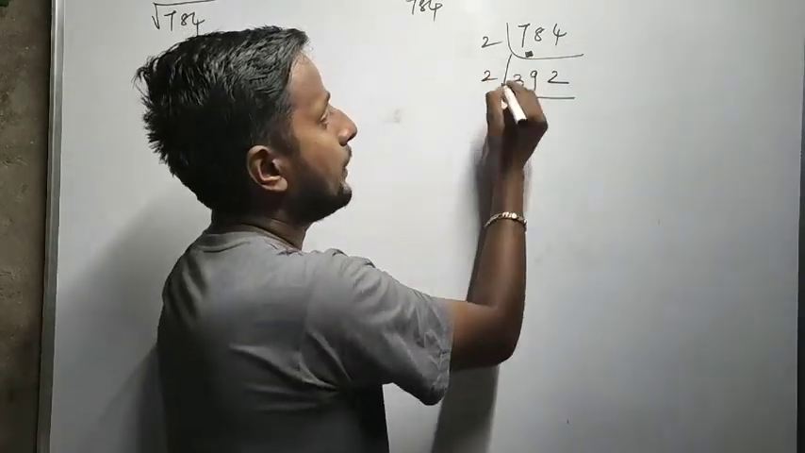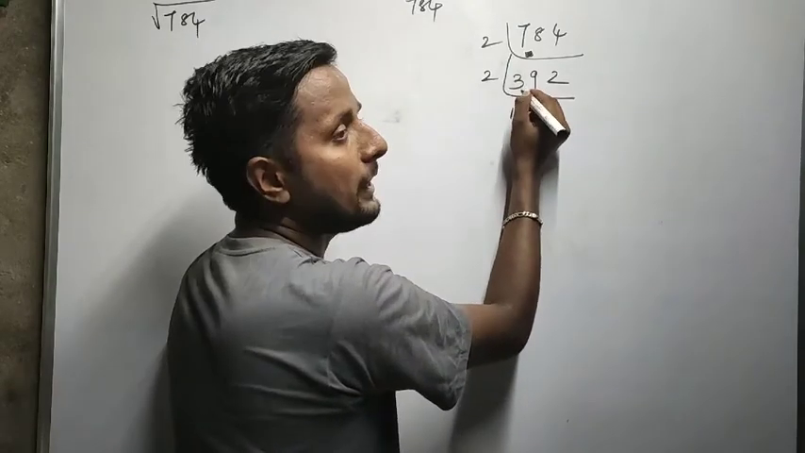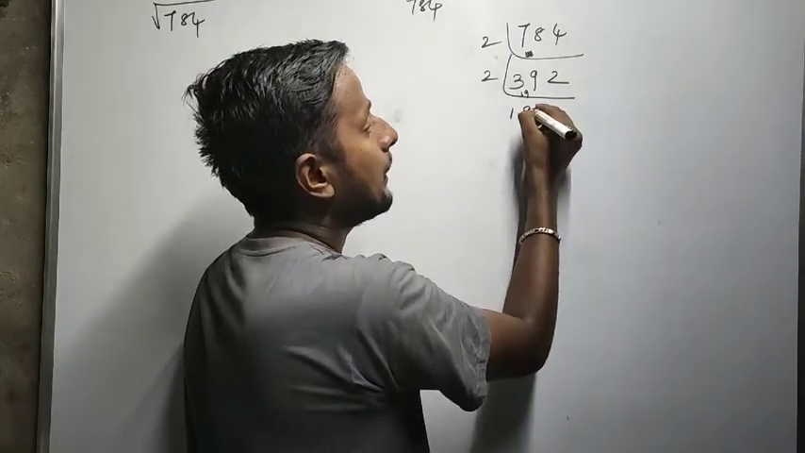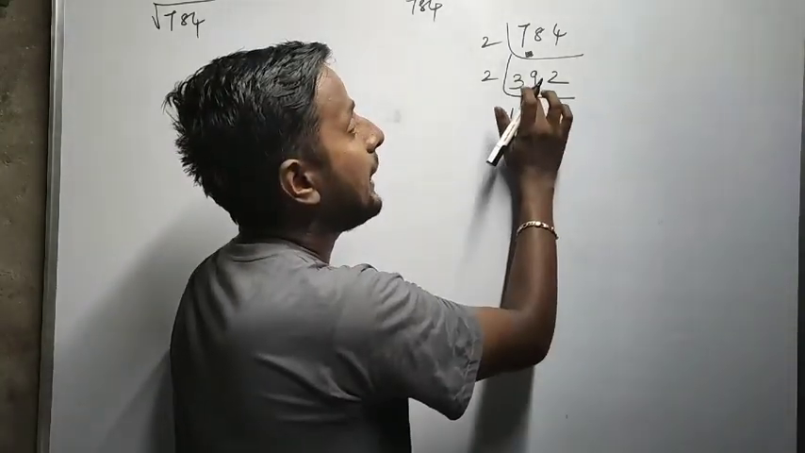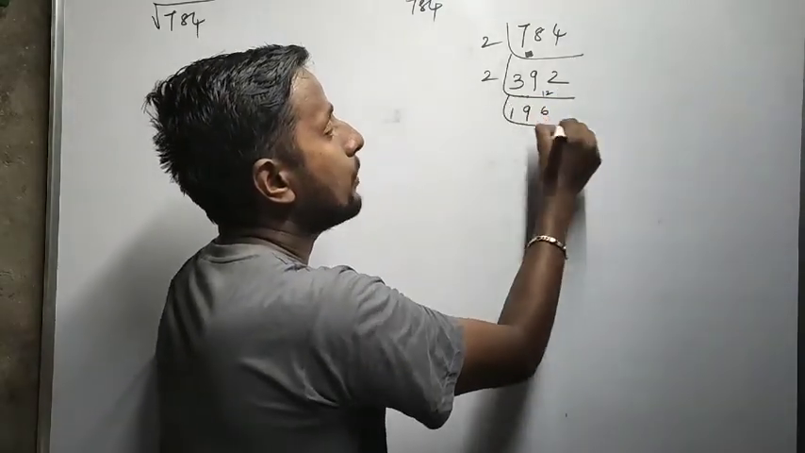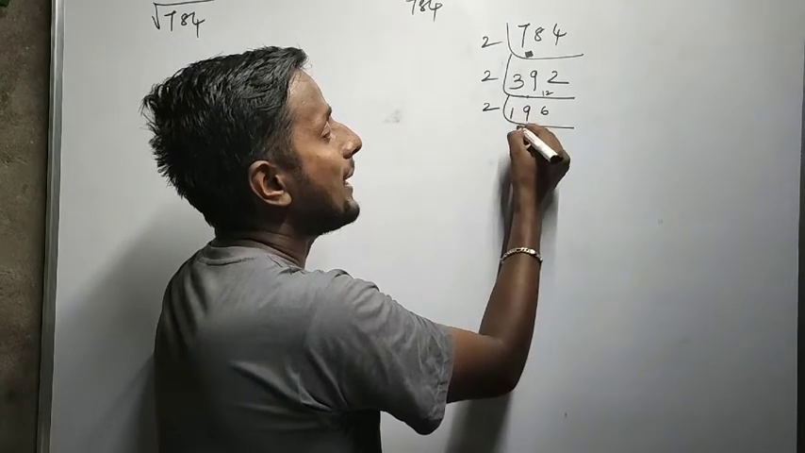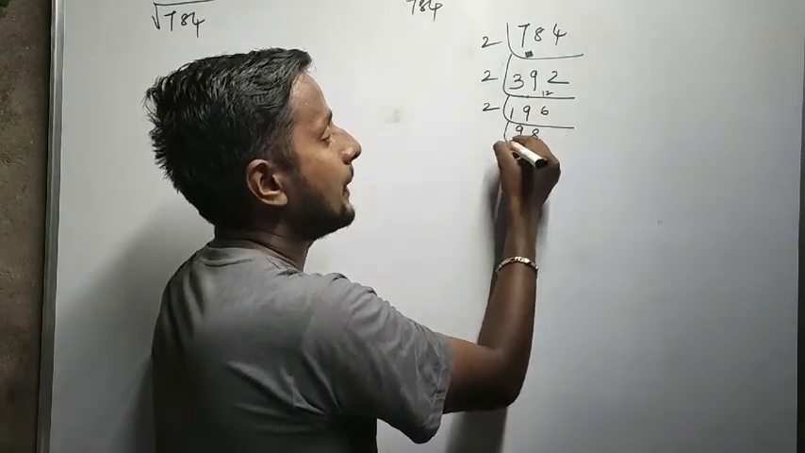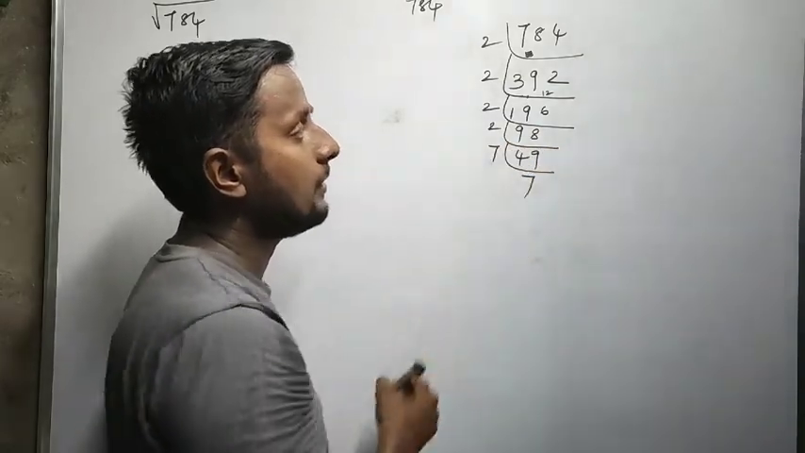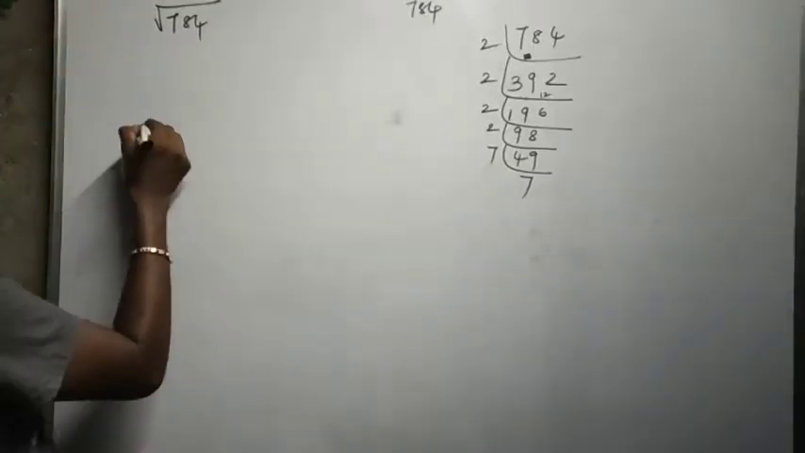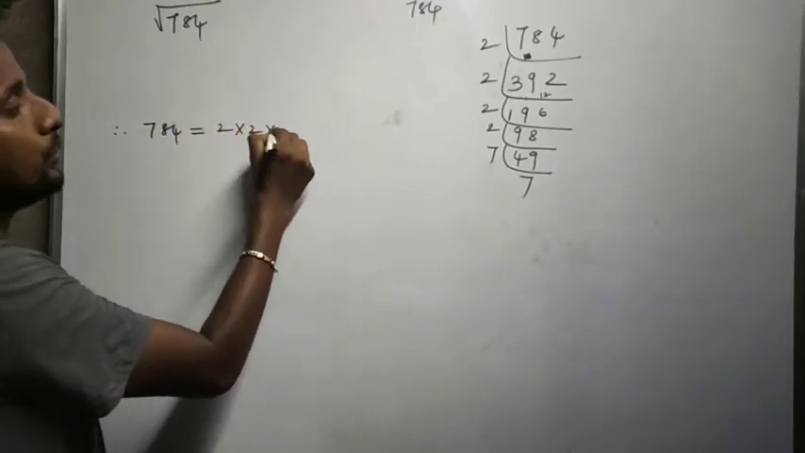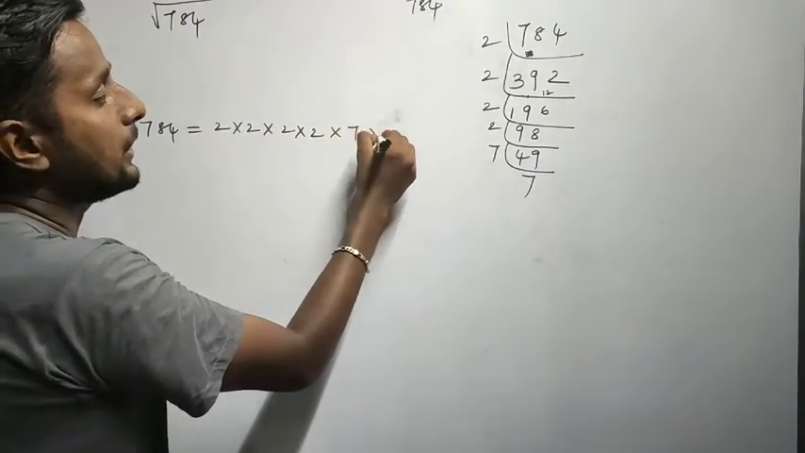Next, again 2. 2 1s are 2. From 3, 2 has gone, 1 left, and 9 makes 19. So 2 table, 2 9s are 18. From 19, 18 gone. So 1, 2 left. 2 6s are 12. Again 2 table, the last digit is 6, no. 2 9s are 18, 2 8s are 16. Again 98 halved is 49. As we know, 49 is 7 sevens. Therefore 784 is equal to 2 into 2 into 2 into 2 into 7 into 7.